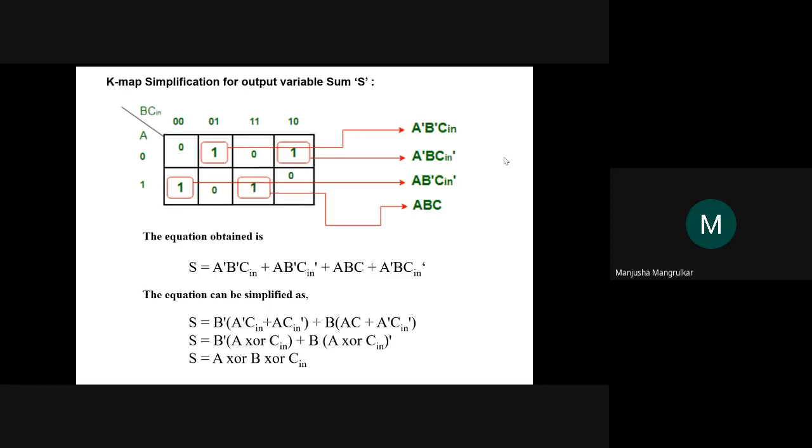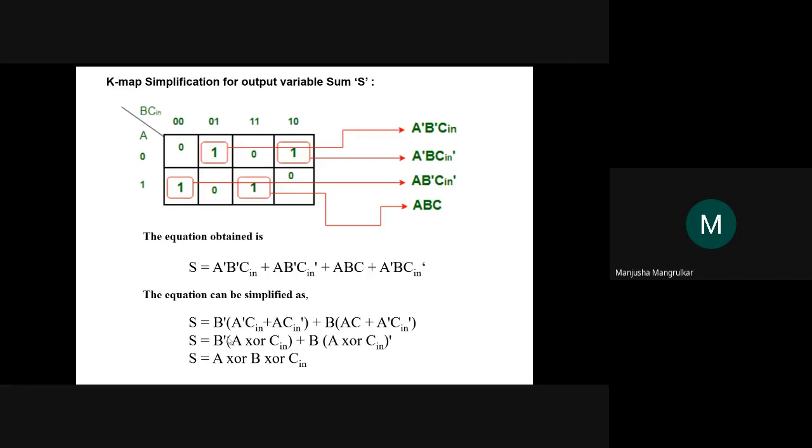Now if I'm adding all these, what will we get? If I'm comparing these two terms, I'll get B complement times A complement C and A C complement. This is my A complement C and A C complement, so this is my A XOR C. If I'm taking B, what is AC and A complement C complement? If I'm taking B with AC, this is an XNOR, the XOR complement.